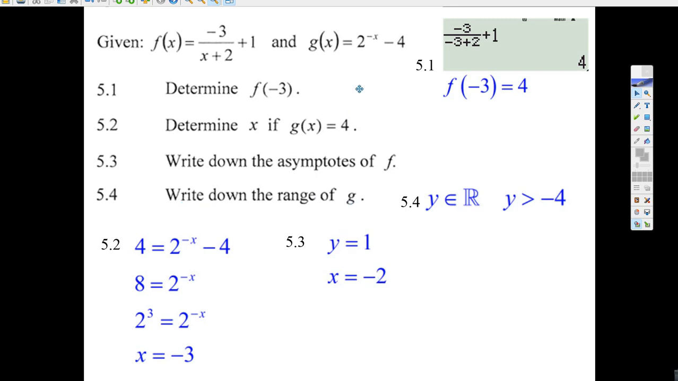Then it says write down the range of g. Well, if you know it's an exponential function, the asymptote is y equals minus 4, just like this. And if you know what exponential functions are about, y can be all the possible values, that means the range, is everything above minus 4. So it's y greater than minus 4. y can be any real number, an element of the real numbers, but y is greater than, not equal to, it can never touch it. y is greater than minus 4. Well, there's the first part.